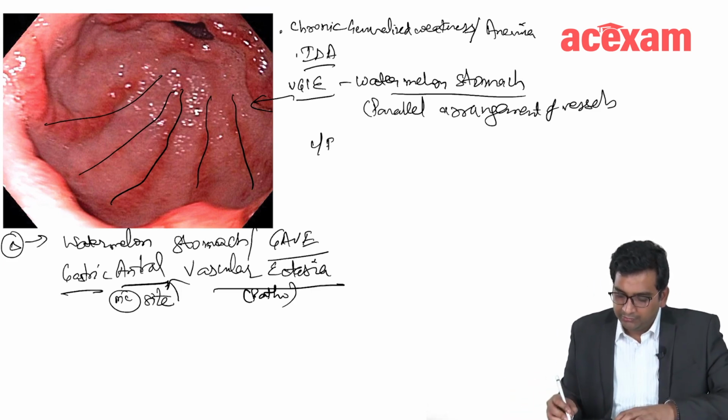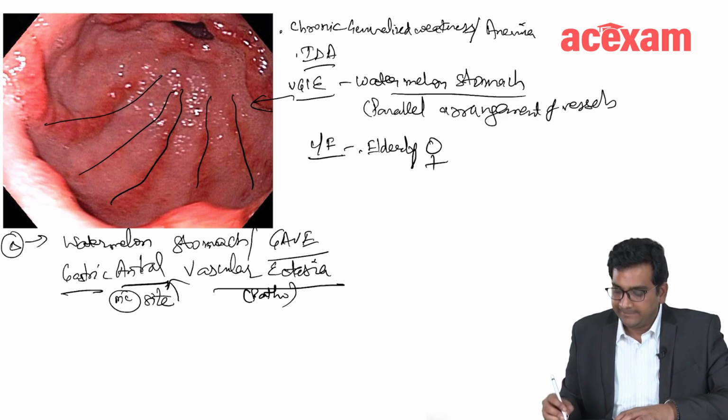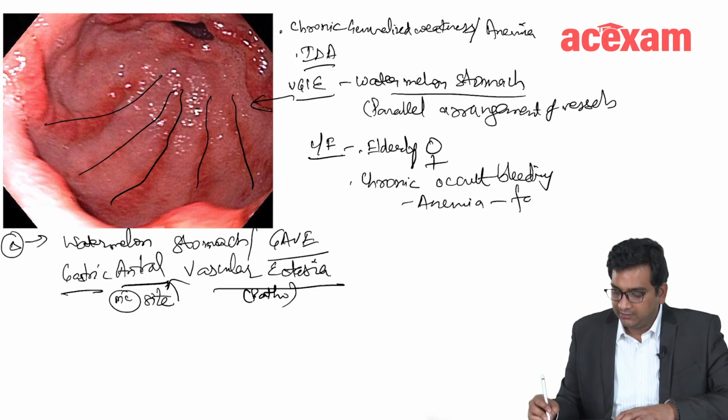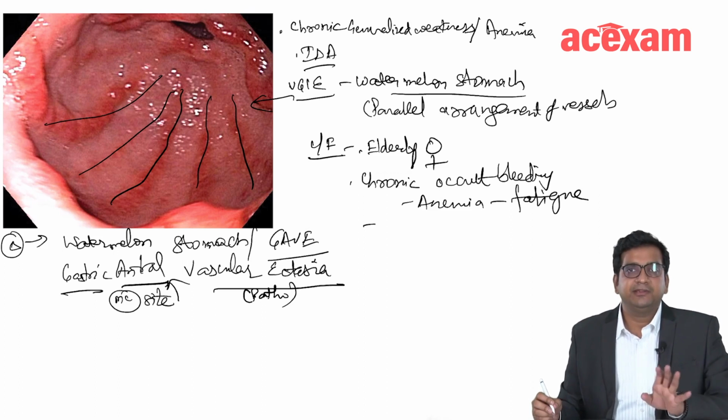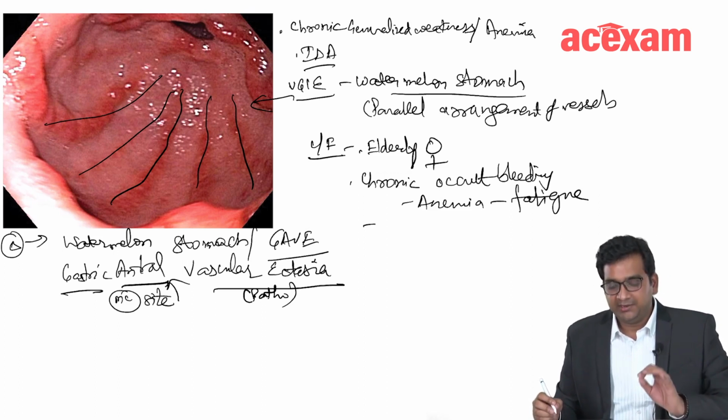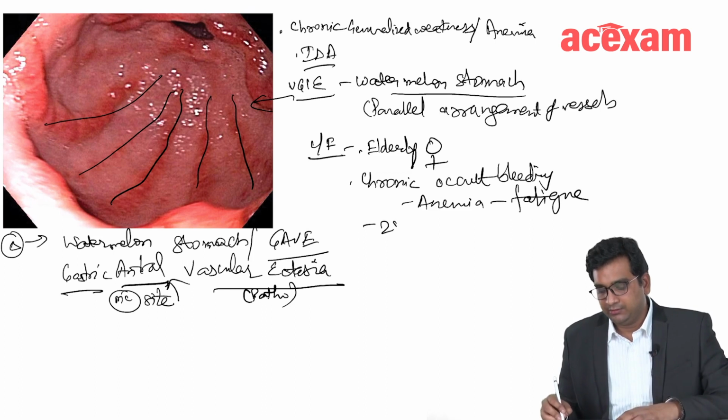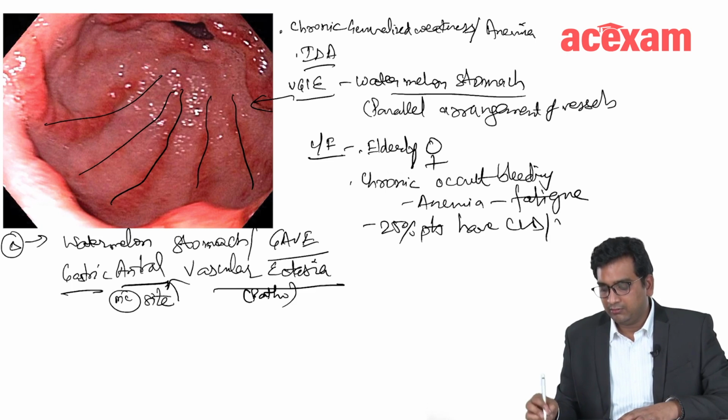Okay. Now coming on to the clinical features. So it is seen in elderly females. There is presence of chronic occult bleeding, which leads to anemia, fatigue. Now one important finding is that 25% of these patients have portal hypertension or chronic liver disease features. Okay, so 25% of patients have CLD or portal hypertension. Okay, this is very important.